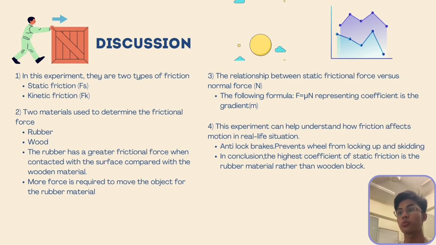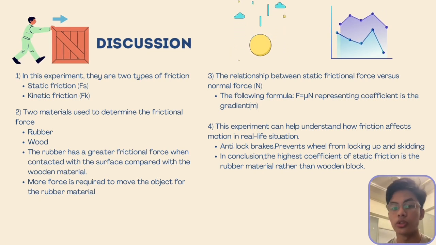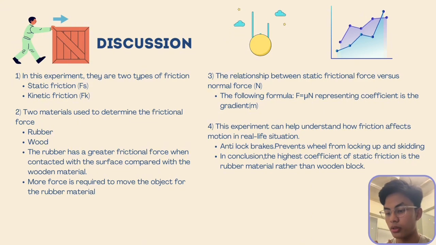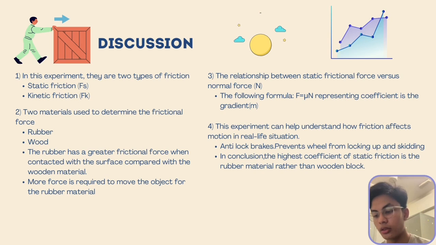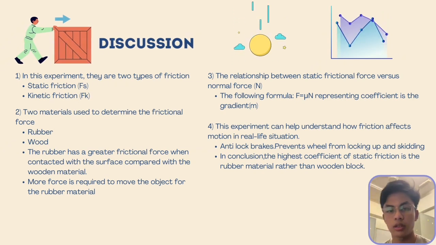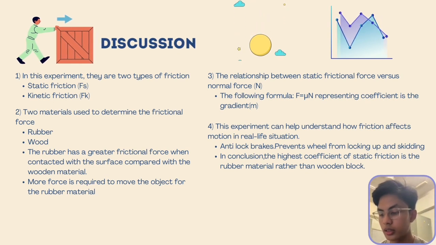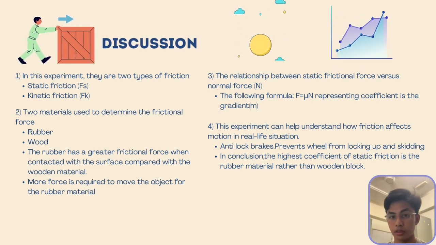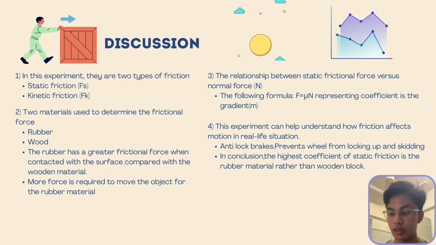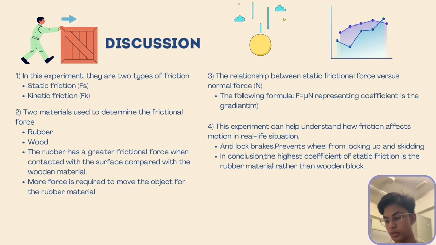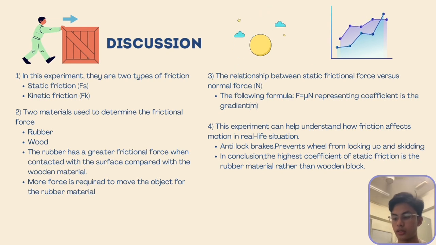Number 2, there are two materials used to determine the frictional force. One of them is the rubber and the second one is the wood. By comparing the two materials, the rubber has a greater frictional force. This is because its material is soft and flexible, making it deform easily, creating more surface contact. Another thing is it increases microscopic interaction. For example, tiny bumps scrape each other, thus increasing friction, while the wood is hard and does not deform much, has less contact with the surface, and its material is too smooth and slides more easily.